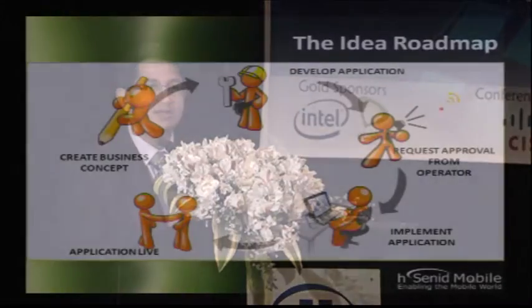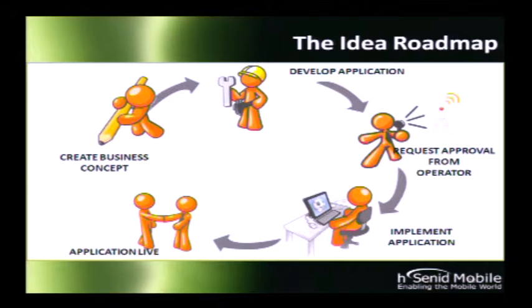So what is the roadmap? Let's say you want to start today developing a mobile application. What are the steps that you ideally would go through? First, you would create your business concept. When I say business concept, I'm talking about your application idea. What would your application be? What segment of the population would use this? Do you plan on making money, and if so, how?